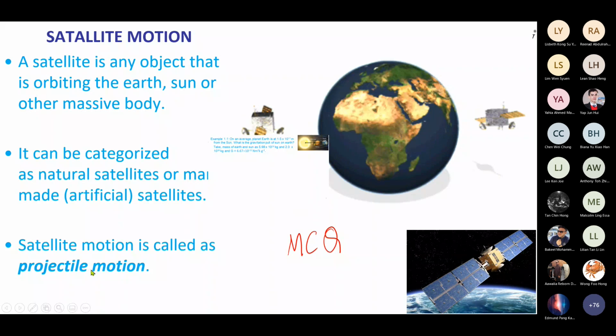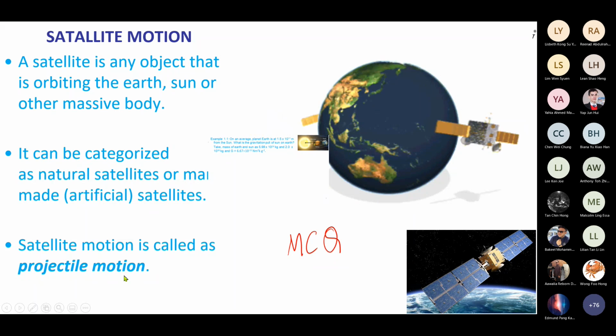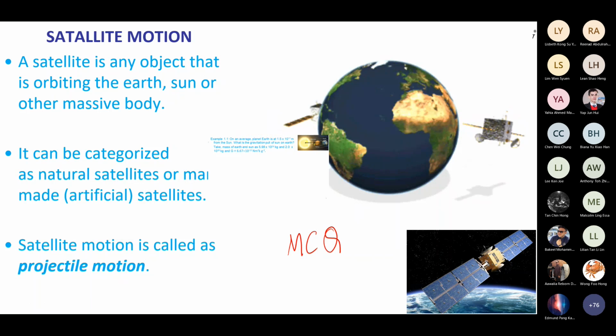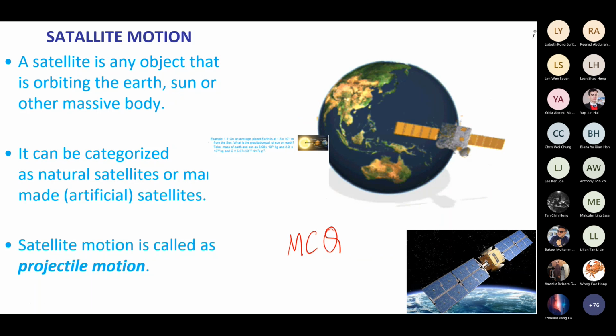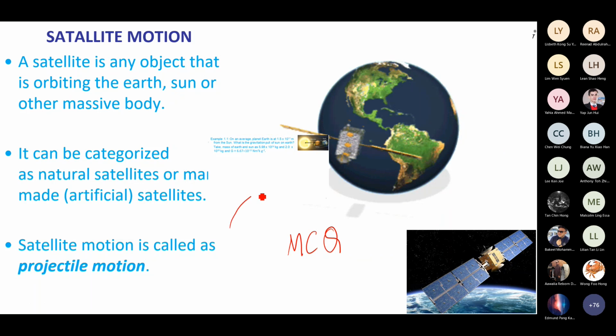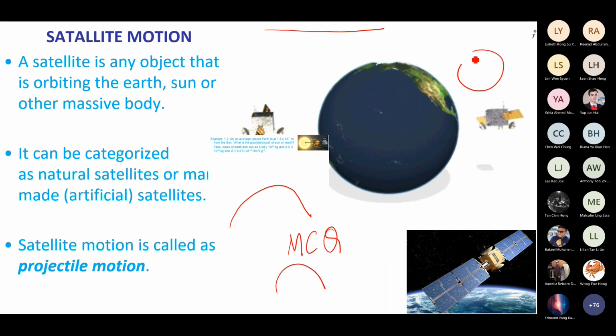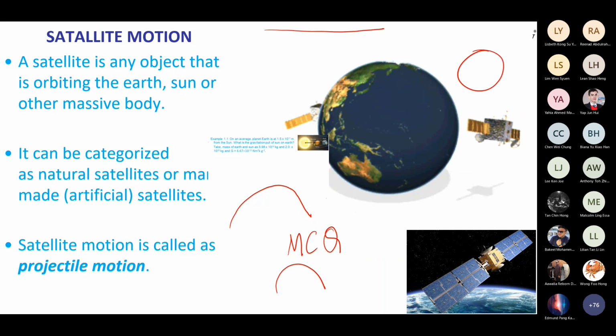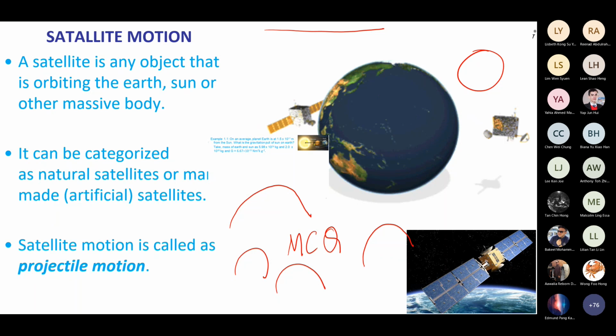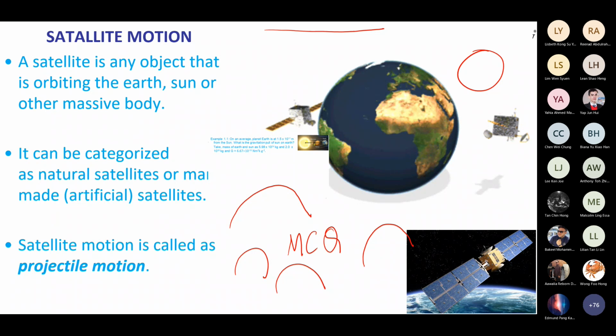Satellite motion is called projectile motion, right? Projectile motion is an example. I mean, satellite motion is one example. Projectile motion can be any motion in an arc, not in a linear way, not in rotating, right? Something like an arc. Revolving, maybe half circle or full circle. It depends on the purpose.